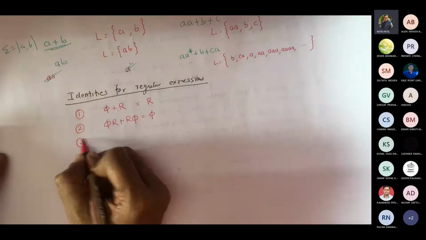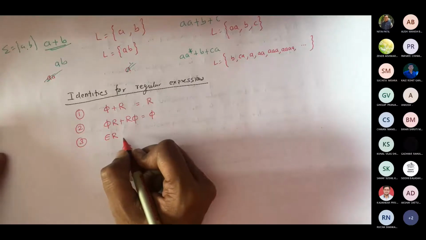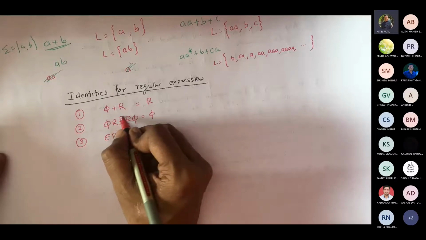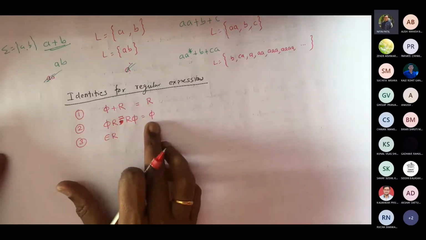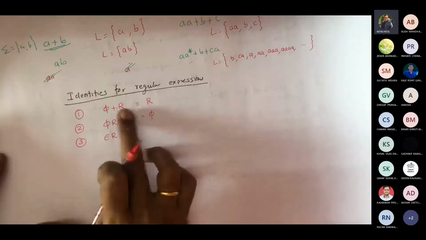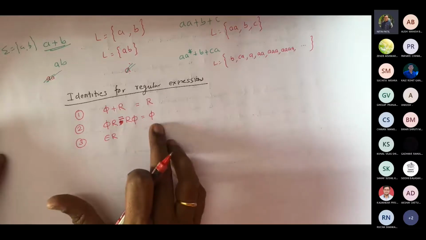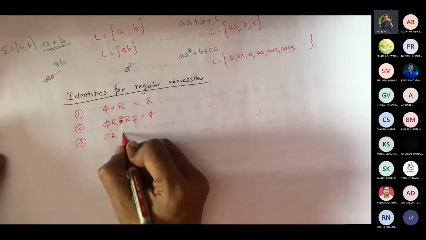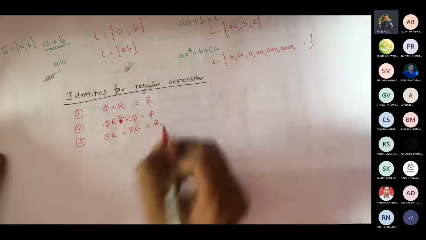Okay. Third, epsilon r. Sorry, I wrote equal to. In this case, it should be equal to phi r equal to r phi equal to phi. I wrote plus, I'm sorry. This is concatenation, correct? So phi r equal to r phi. In both the cases, it would be phi. So epsilon r equal to r epsilon. In any case, we are going to reach the final. That's why r.